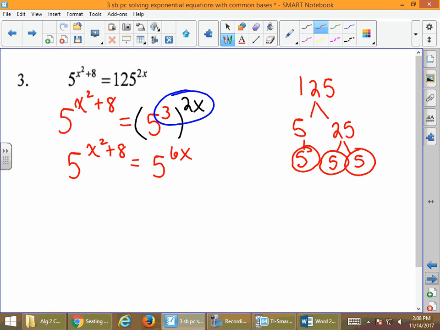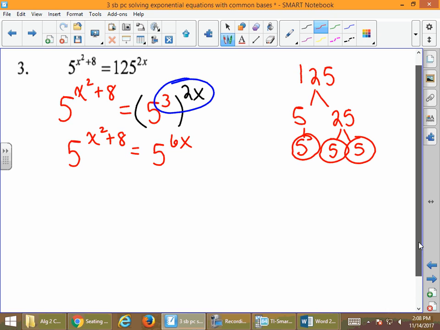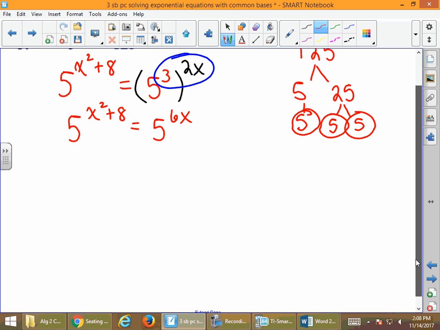And now we have it in the format so that we can actually solve for x, because the 5 on the left isn't any different from the 5 on the right. We're going to use the exponents to help us solve. x squared plus 8 equals 6x.